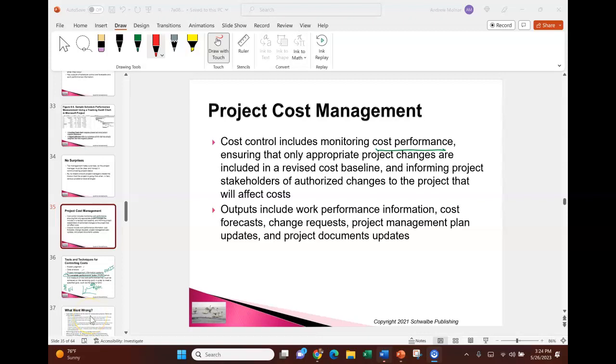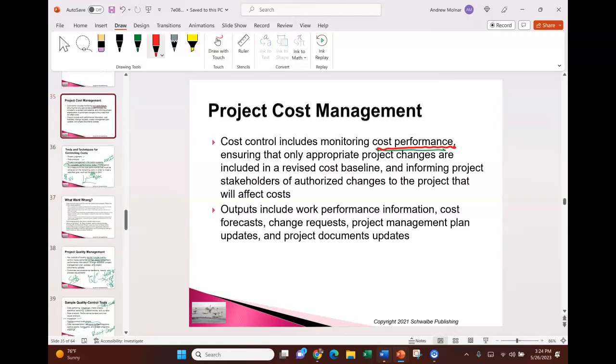Okay, here we are back with part two. We'll kick it off with cost management. So with cost management, the cost control includes monitoring cost performance along the way. Remember, this is about monitoring and controlling.